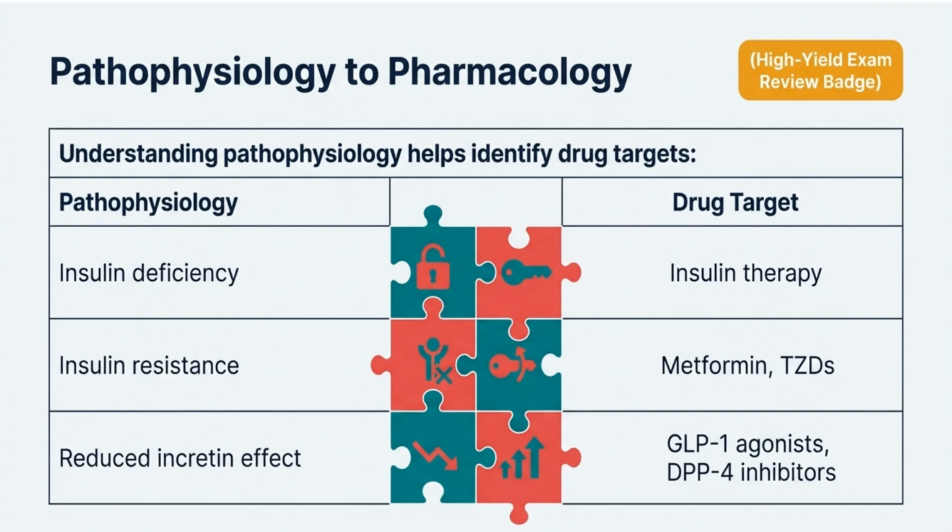Understanding pathophysiology helps identify drug targets. Insulin deficiency is treated with insulin therapy. Insulin resistance is targeted by drugs like metformin and TZDs. Reduced incretin effect can be addressed with GLP-1 agonists and DPP-4 inhibitors.